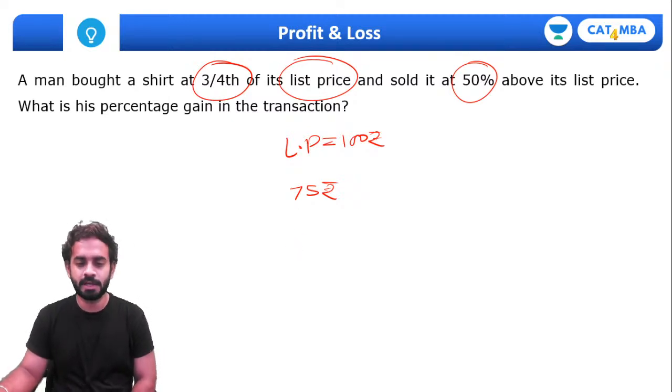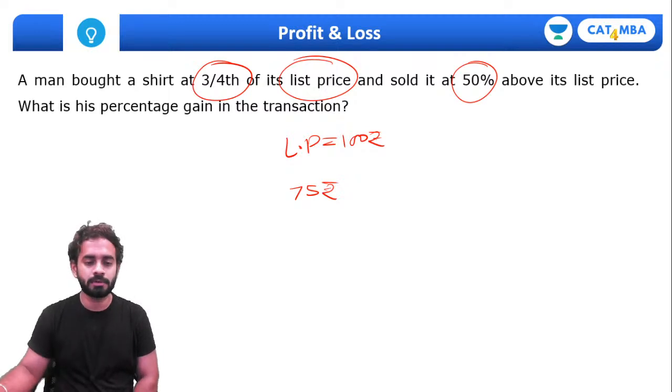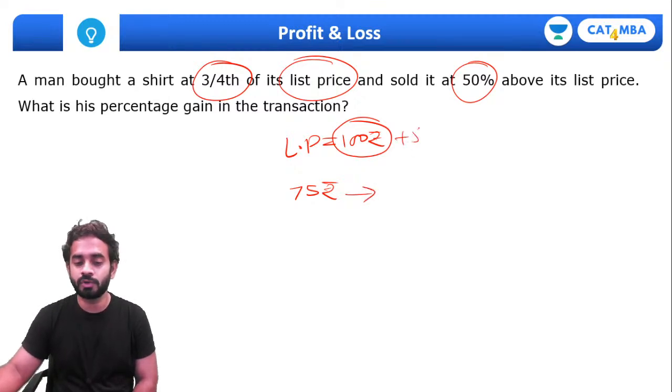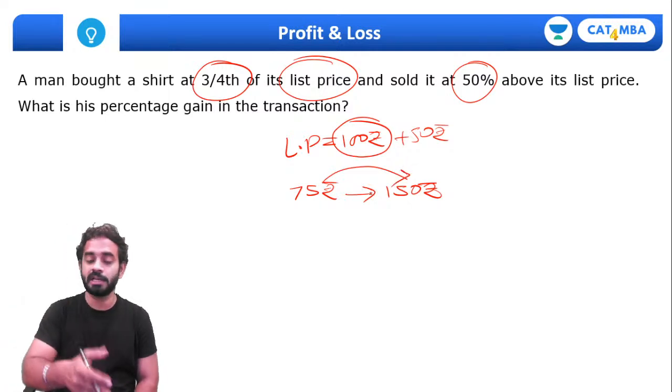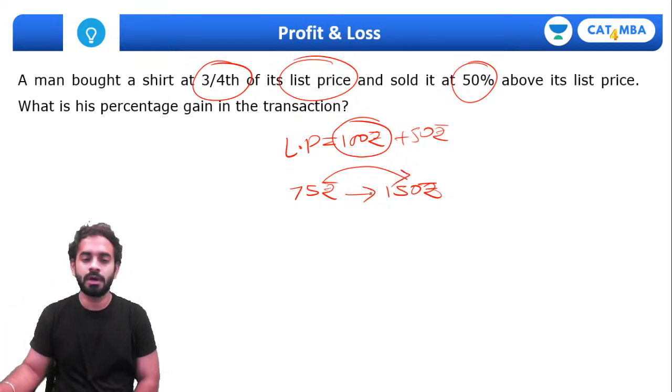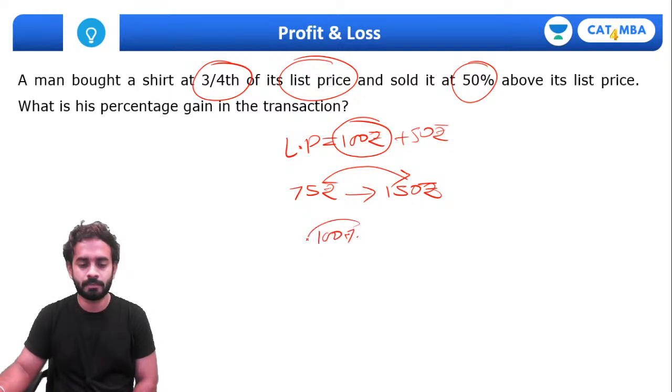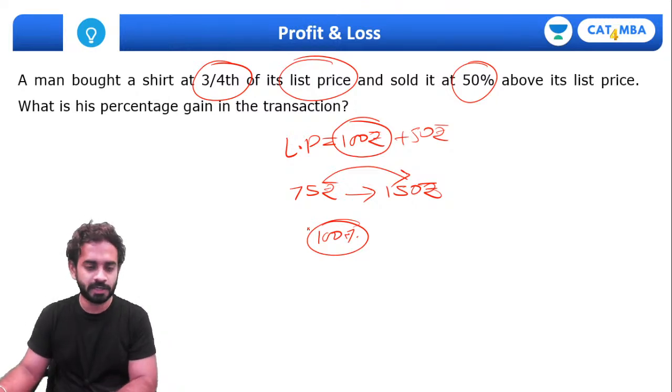Okay, at 75 rupees. And now what happened? And sold it at 50% above its list price. List price is already 100 rupees, and he sold it for 50% above this, so you'll have to just add 50 rupees here. So he sold it for 150 rupees. It means that his profit percentage will be 100, क्योंकि जितने में उतने उसने खरीदा था उससे डबल में सेल किया, तो 100% profit. You can say that he got 100% profit. Okay, let's move further now.